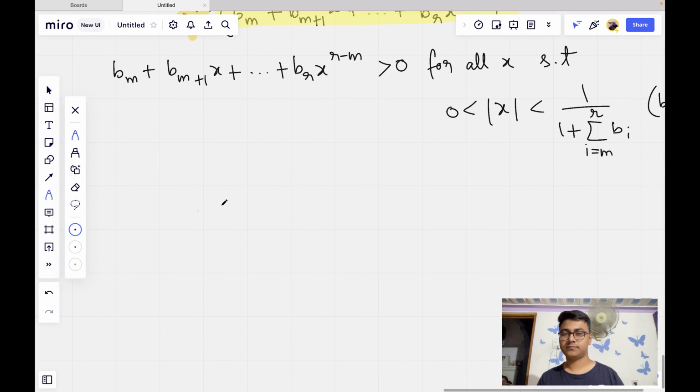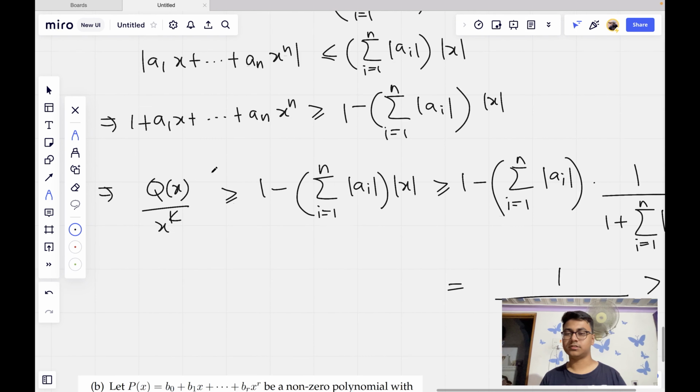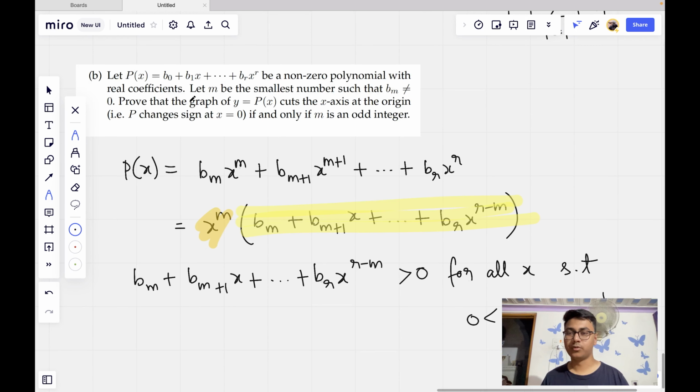Now, that is what the question wants. The question wants us to prove that the graph of y equals p of x cuts the x-axis at the origin if and only if m is an odd integer. And what does it mean by cuts the x-axis at the origin? It means that p changes sign at x equal to 0. That is, to the right of x equal to 0, p is positive, and to the left of 0, p is negative, or to the left of 0, p is positive, and to the right of 0, p is negative. That is, p changes sign.